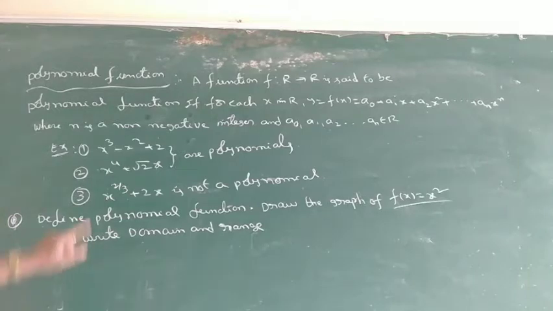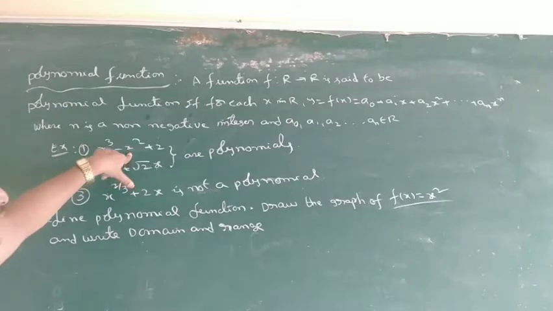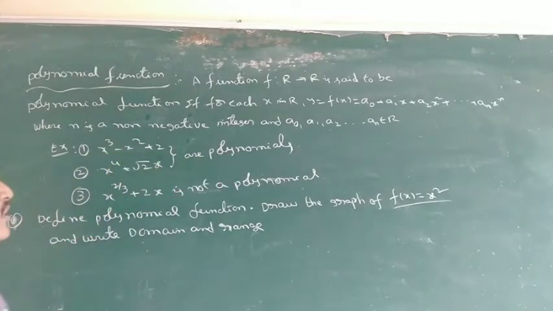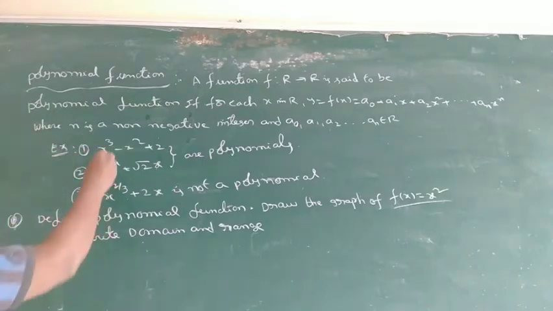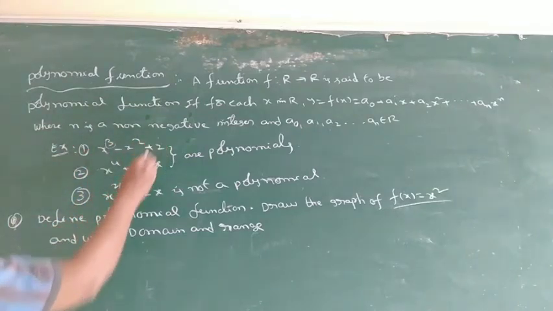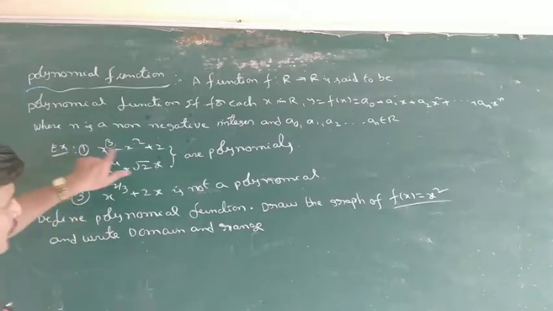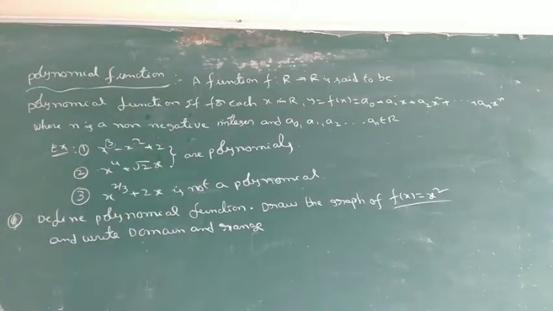Examples of polynomials: x cube minus x square plus 2. This is a polynomial of degree 3, the highest power. The constant term has degree 0. This is 2, this is 3, the highest one is 3. So the degree of the polynomial is 3.